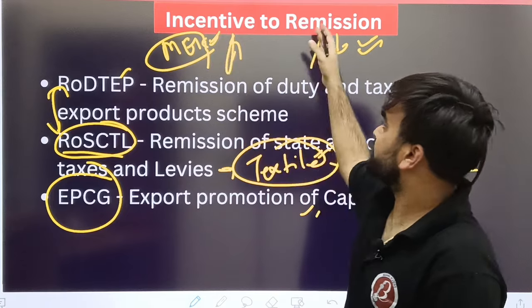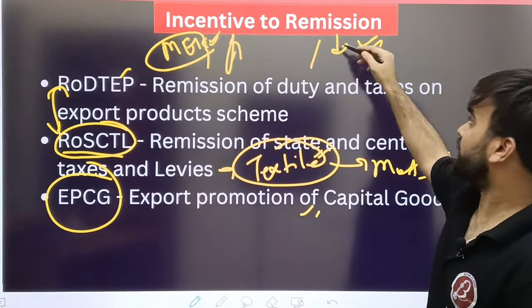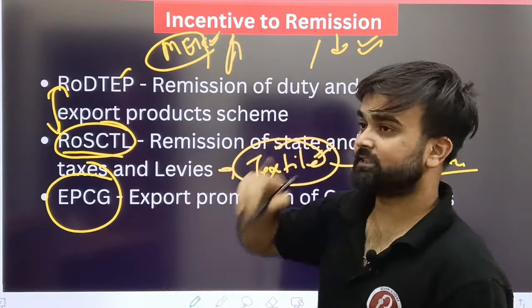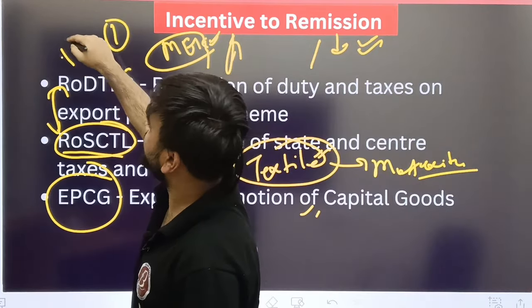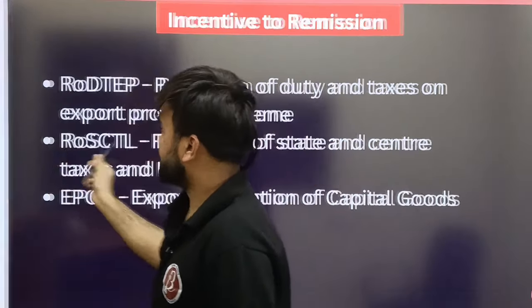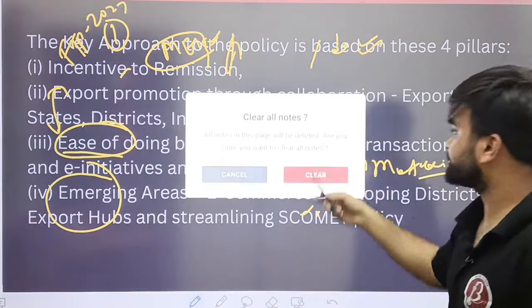So these are from incentives to remission, where we first used to give away money as incentives. Now we are trying to reduce the taxes. We are trying to eliminate the taxes. So this is the first pillar of our Foreign Trade Policy 2023. This is what was being explained to you here.